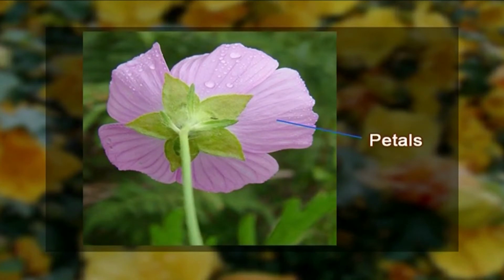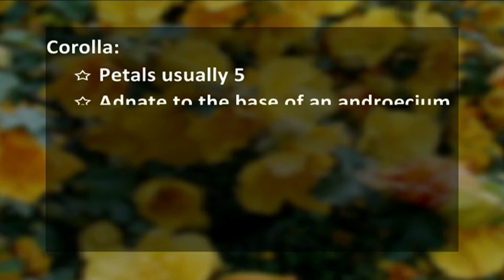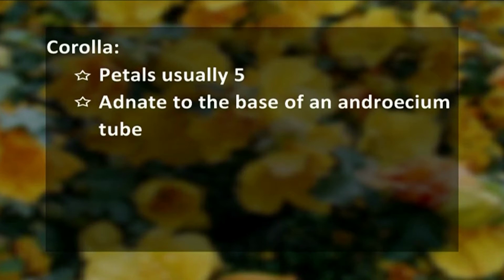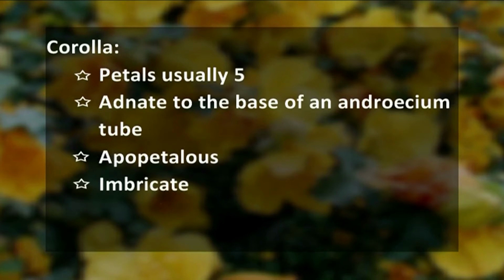Now the second part of the flower, that is corolla, which is always an attractive part of the flower. It comprises the usual petals, which number about 5, but rarely we also see 3 or 4 petals only. These petals are adnate, that means they are fused to the base of the androecium tube. They are free, that's why we call this corolla apopetalous. The aestivation is imbricate, or sometimes convolute or valvate.